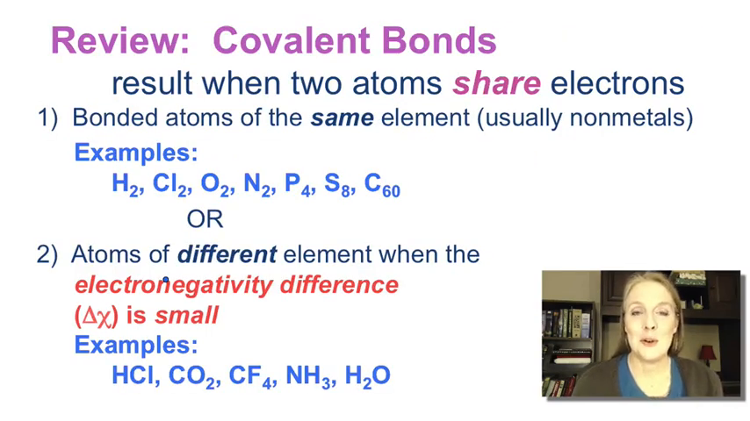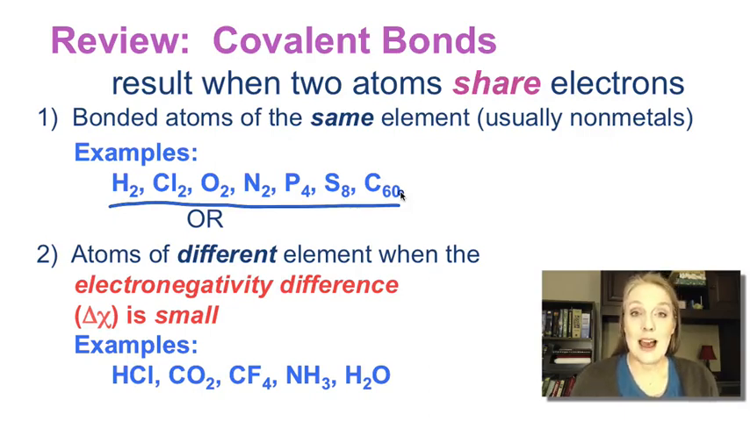So just to review, a covalent bond results when 2 atoms are sharing electrons. There's 2 situations where this can happen. One is that the bonding atoms are the same element. Usually this happens with nonmetals, but it could also happen with some late metals. You can have a metal-metal covalent bond with some of the late metals. But usually the situation is when we have nonmetals bonding to the same type of other nonmetals. Here's a bunch of examples.